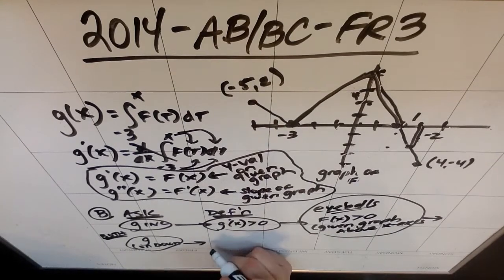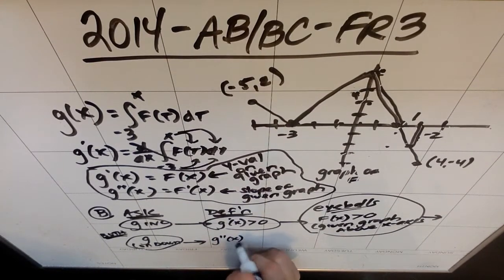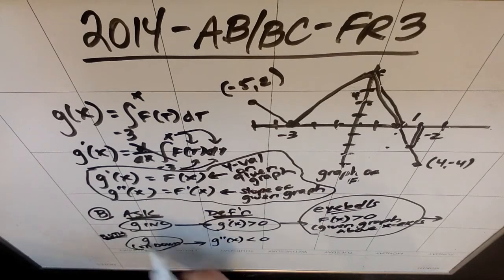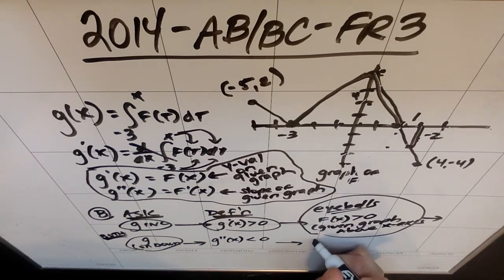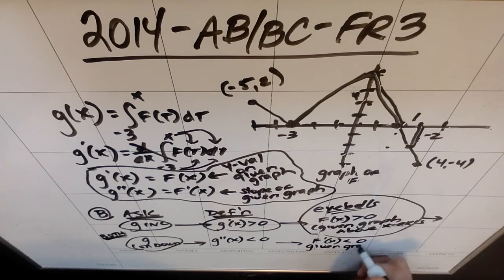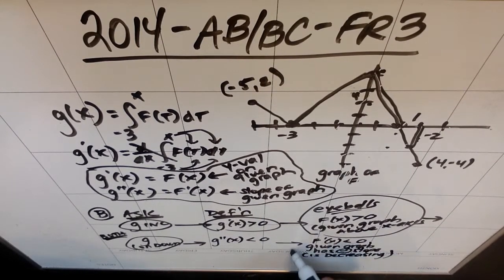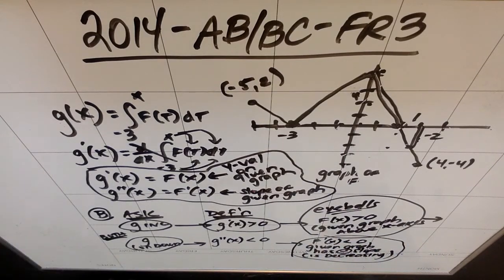Now let's talk about what it means for g to be concave down. G being concave down means that g double prime of x is less than 0, right? But we've established that g double prime of x is the same as f prime of x, so what I'm really looking for is where f prime of x is less than 0, meaning the given graph has a negative slope, or you could say is decreasing. Those are the 2 ways to look at that. You want where the given graph has a negative slope or is decreasing. That's what I'm looking for with my eyeballs.